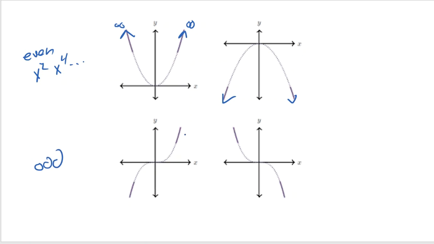Odd powers here, positive leading coefficient, right side up, left side down. Negative leading coefficient, left side up, right side down. But again, you're boundless. You're going towards infinity or negative infinity, which really means the limit does not exist.